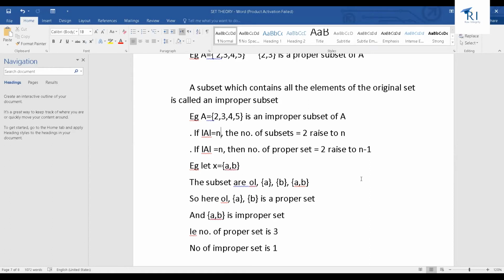So that's the number of proper sets. It should be improper. Yeah, sorry. Wait, the number of proper sets, that is 2 raised to n minus 1. Sorry, it's 2 raised to n minus 1, the number of proper sets.